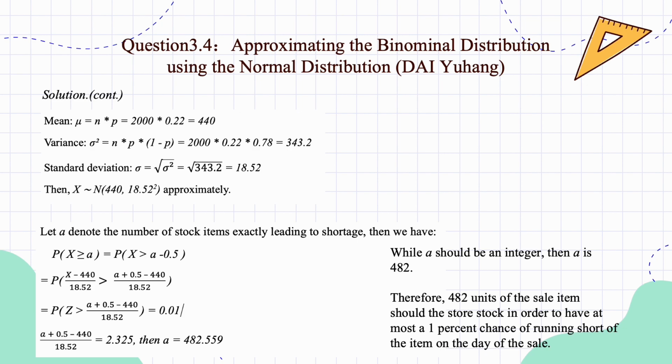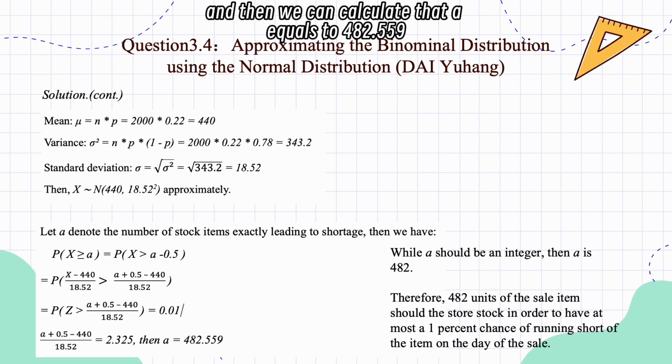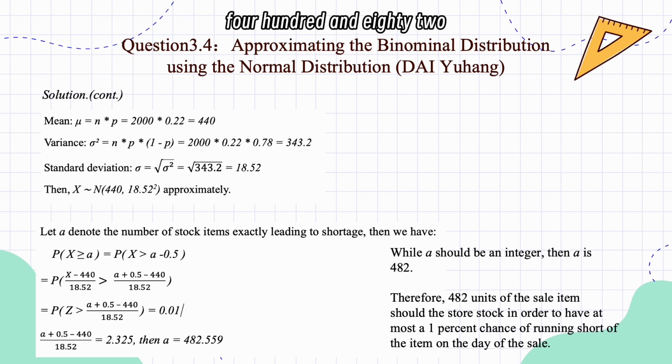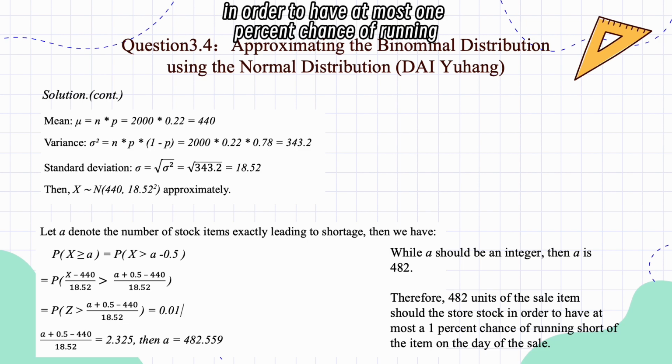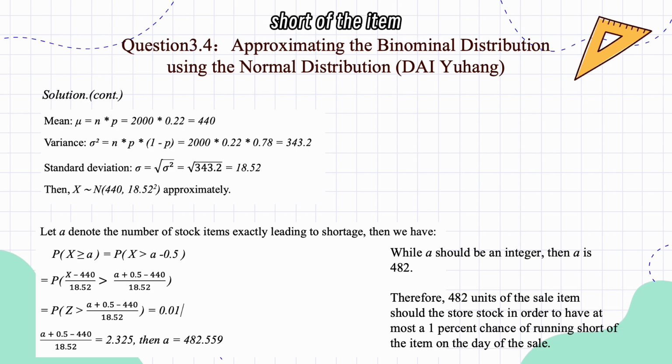0.01. And then we can calculate that A equals 482.559. Because A denotes the number of stock atoms, A has to be an integer. Then A is 482. Therefore, 482 units of the cell's atom should be stored in stock in order to have at most a 1% chance of running short of the atom on the day of the sale.